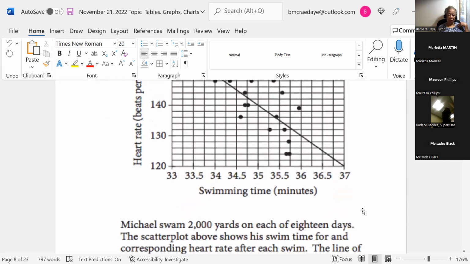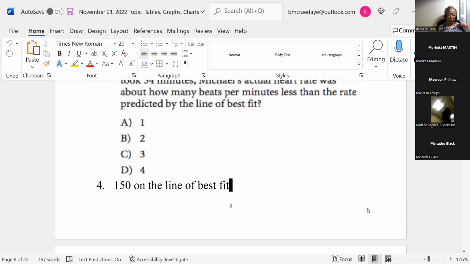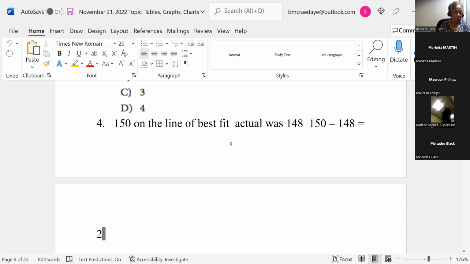All right. So the value on the line of best fit was 150, and the actual was 148. What's the difference, Maureen? 2. That's it. That's your answer. 150 minus 148. The difference is equal to 2. And your answer would be answer B.